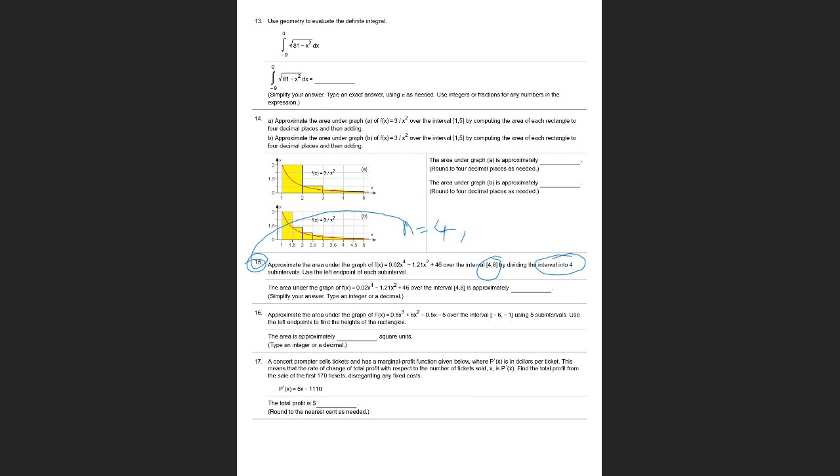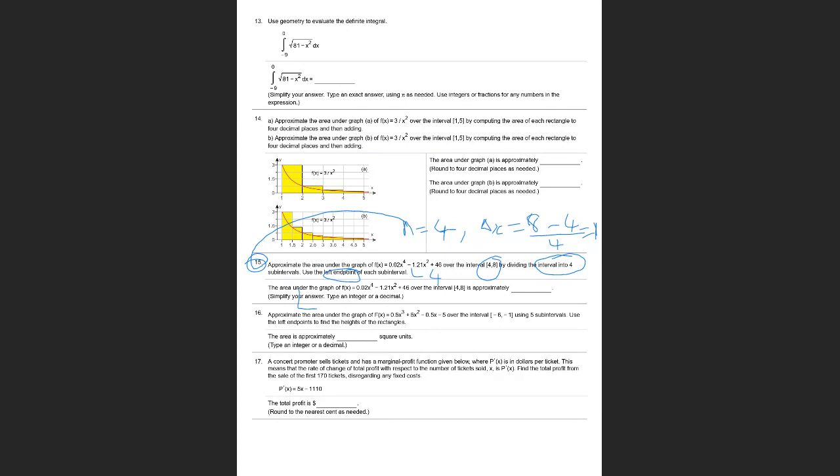So delta x is equal to the upper bound, which is 8, minus the lower bound, which is 4, over the number of subintervals, n. Therefore, delta x is equal to 1. Since delta x is equal to 1, I want to use L4. This question says use the left endpoint, so L4.